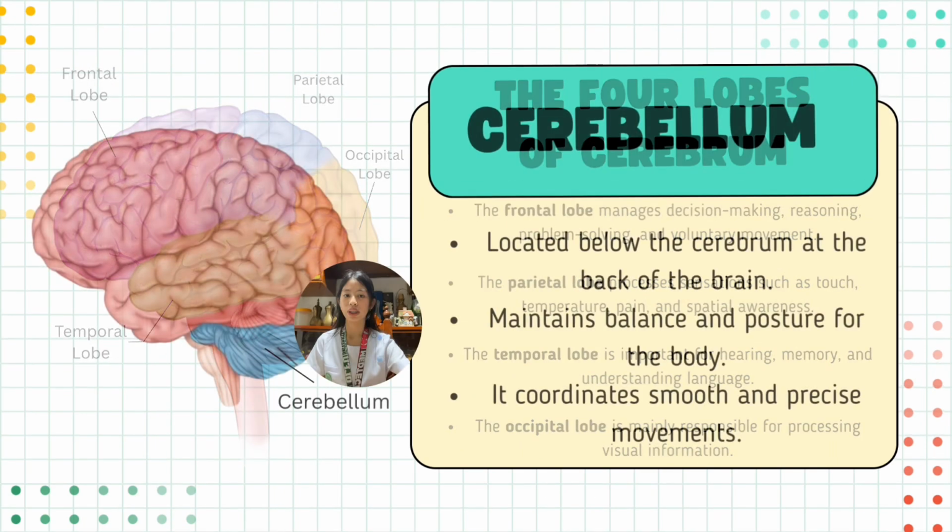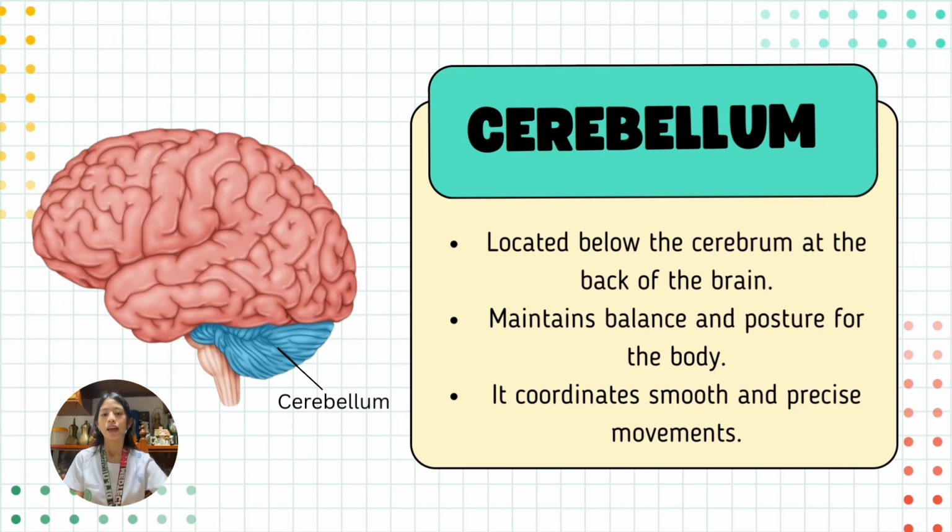Now let's move on to the cerebellum. It is located below the cerebrum at the back of the brain. It maintains balance and posture for the body. It coordinates smooth and precise movements. The cerebellum makes sure our movements are controlled and balanced. Just like when you walk on a narrow path, your cerebellum keeps you steady. It also ensures smooth movements like when writing neatly or playing the piano.